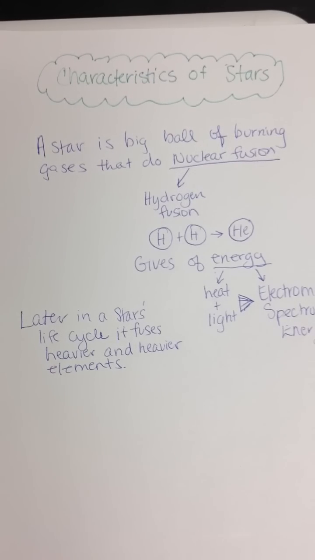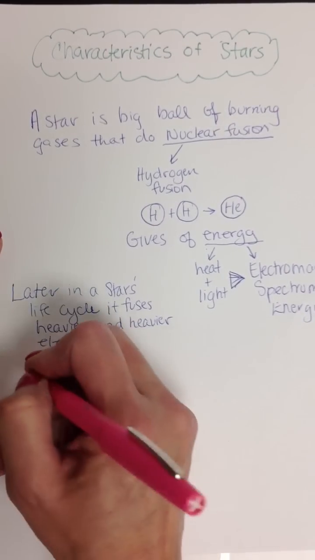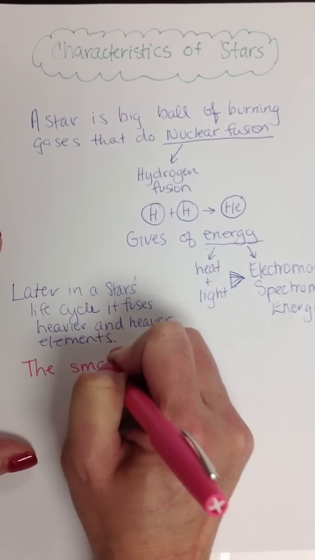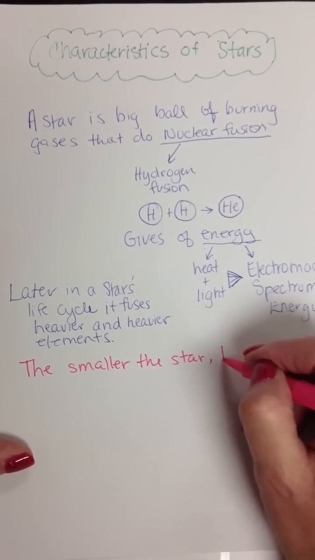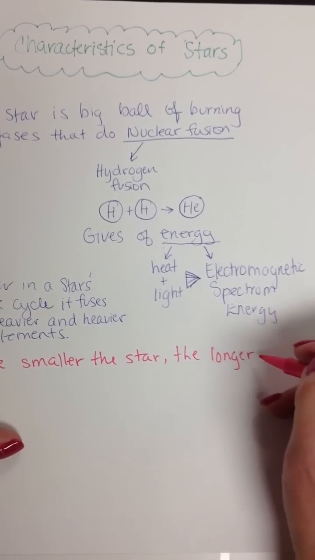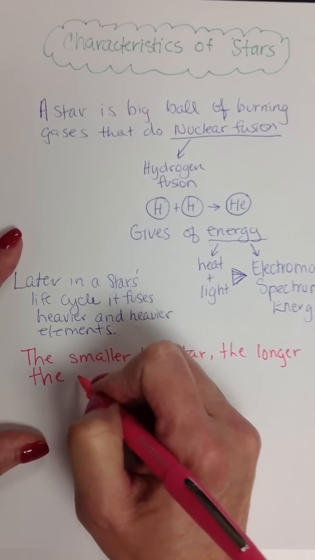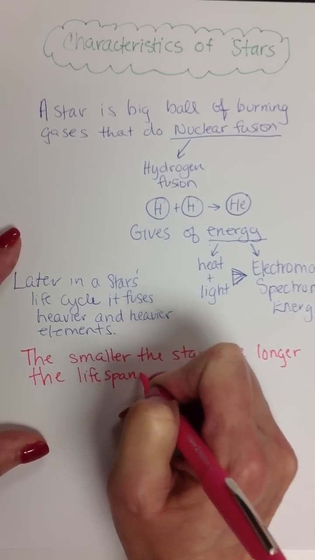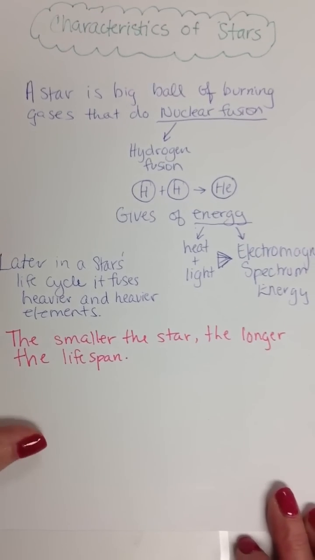So you also should know now that there's a correlation between the star's size and its lifespan. So what is that correlation? Well, the smaller the star, the longer the lifespan. So smaller stars actually have a longer lifespan than a bigger star would.